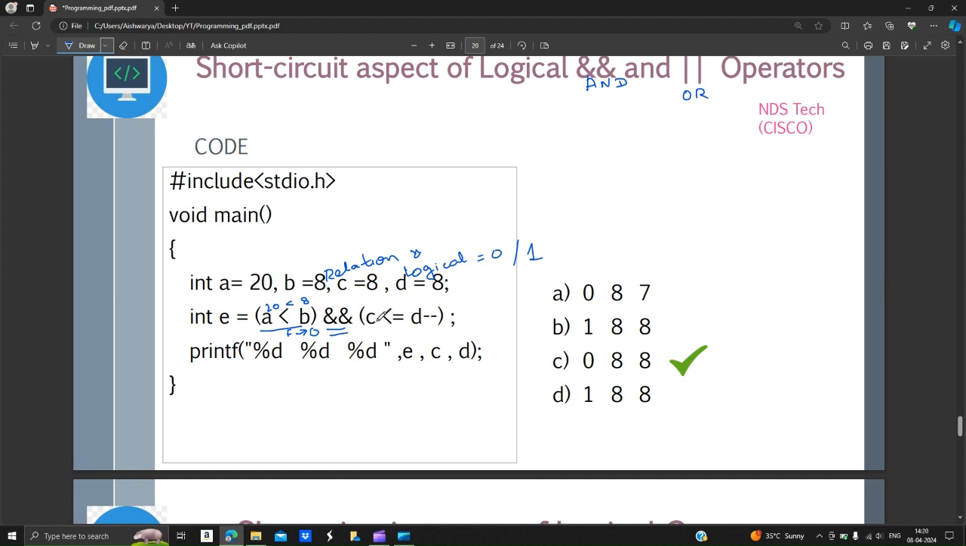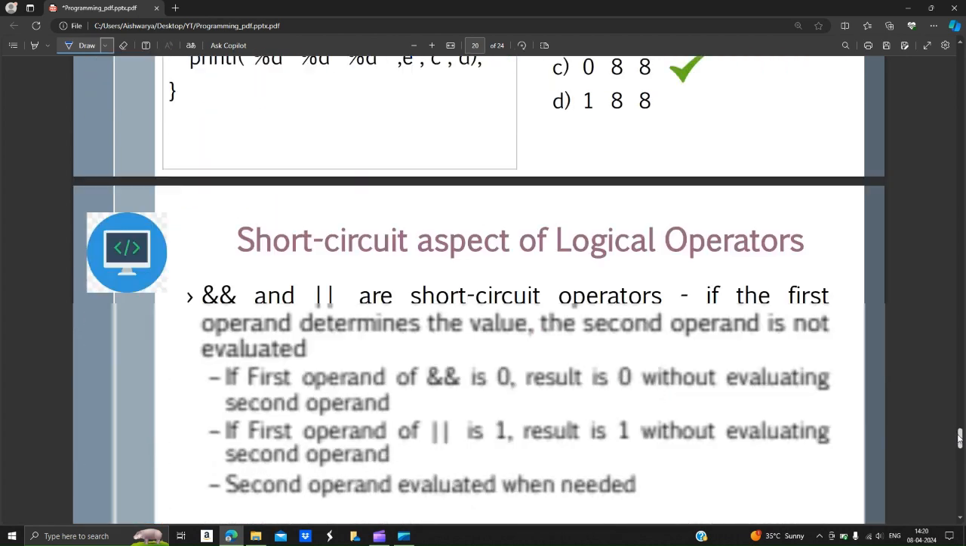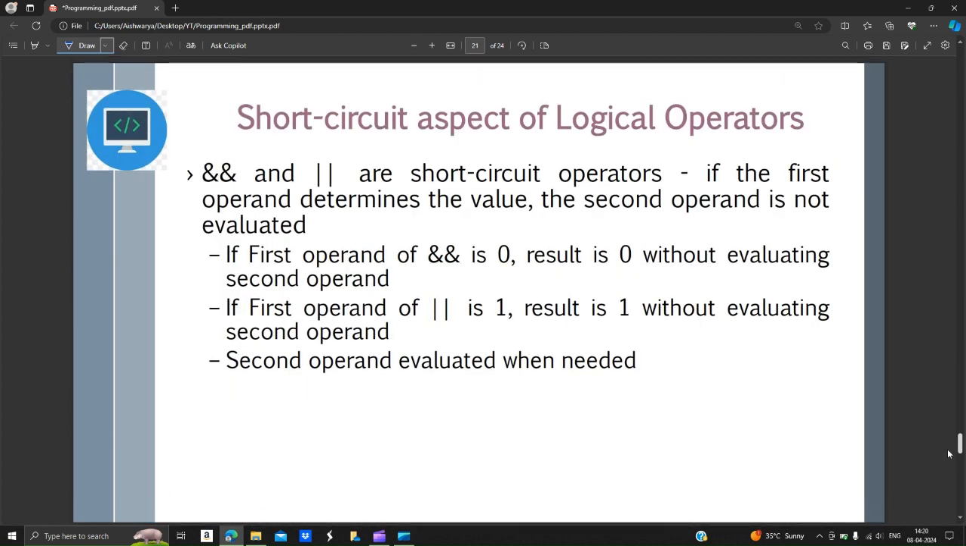Then the second operand for the logical and is the evaluation of the sub expression C less than or equal to D minus minus. See, what do you mean by short circuit operation? In logical and logical or operator, the first operand will be evaluated compulsorily, but the second operand will be evaluated only when needed. Because for logical and operator, if the first operand is 0, 0 ANDed with anything is 0 itself.